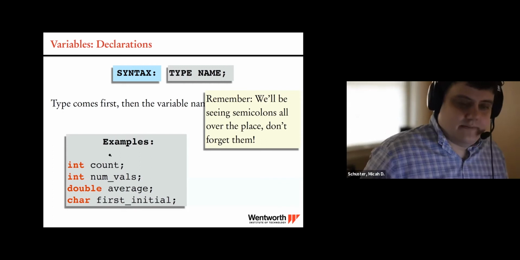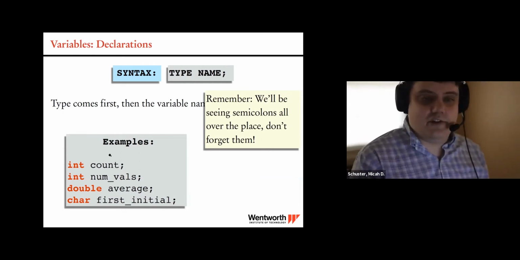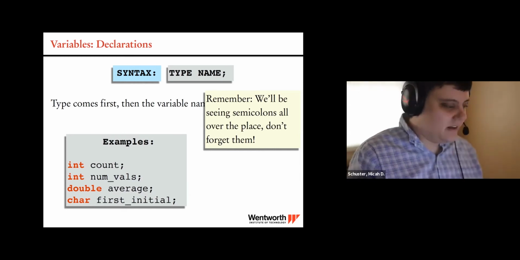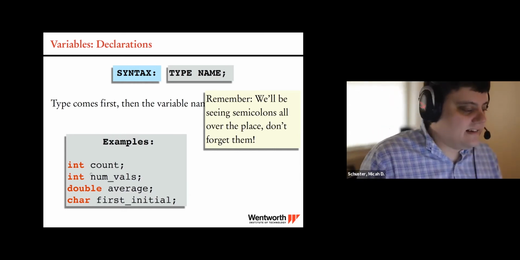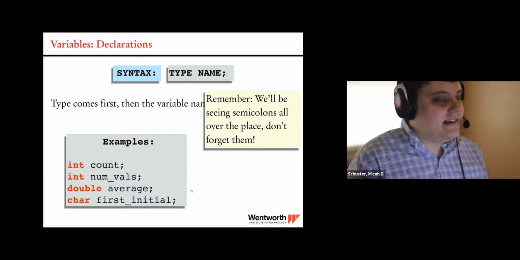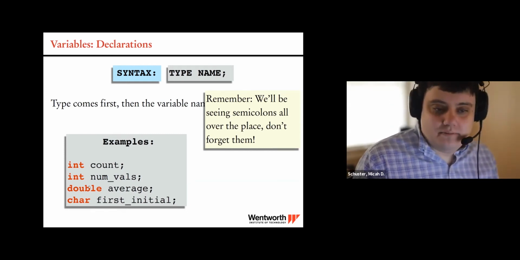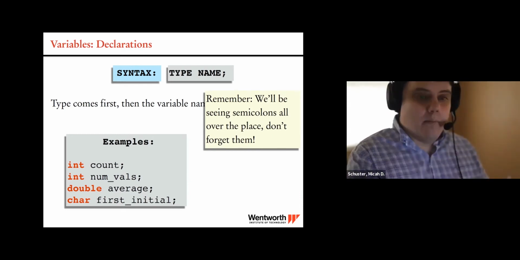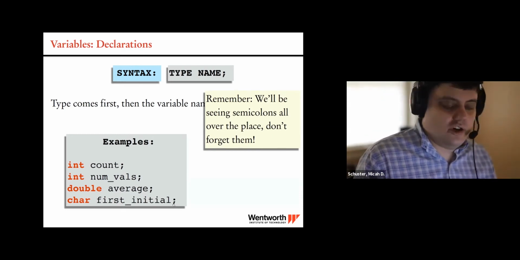Int count. So I'm saying that count is an integer. So it's a whole number, positive or negative, doesn't matter. It's just a whole number. Same thing with numvals. Maybe an average should have a decimal component, so it would be a double. So double average. A char, say for the first initial, M for me, could be a char. So that's the declaration.